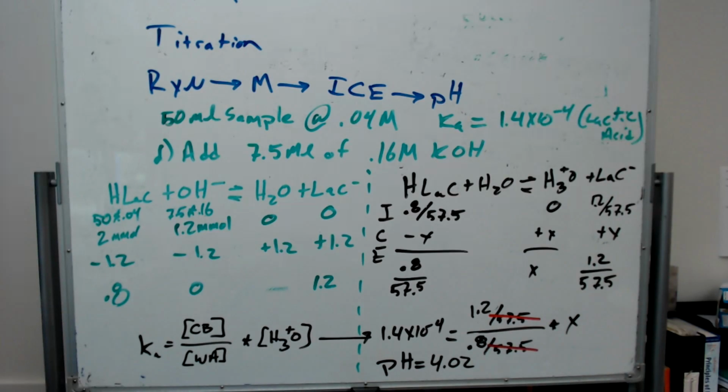Now you should have an eye for seeing if we've got something that's on the order of 10 to the minus 5, the negative log should be on the order of 4. So there we got a pH of 4.